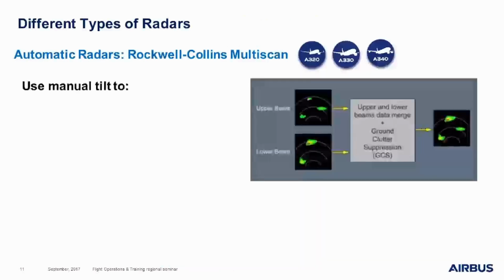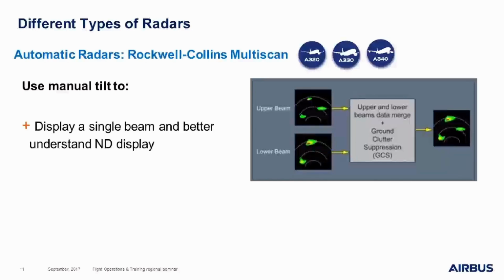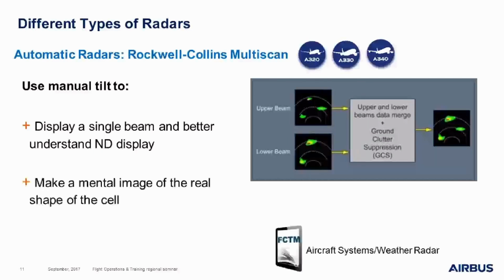With the Multiscan, you have to use the manual tilt in order to display a single beam and to distinguish what comes from the upper beam from what comes from the lower beam. This is very important to be able to make a mental image of the real shape of the cell.